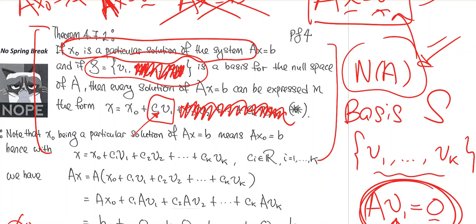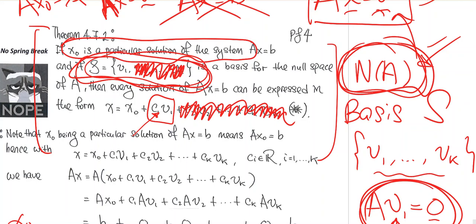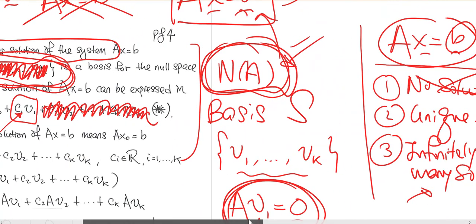It can be any numbers. Okay, so Theorem 4.7.2 is trying to tell you that when you have a solution, whether your solution will be unique or infinitely many depends on the null space of A. It depends completely on the null space of A. So let's look at the null space of A carefully again.